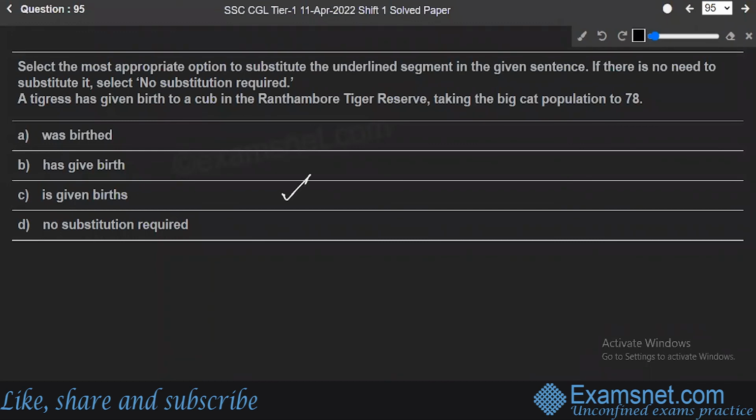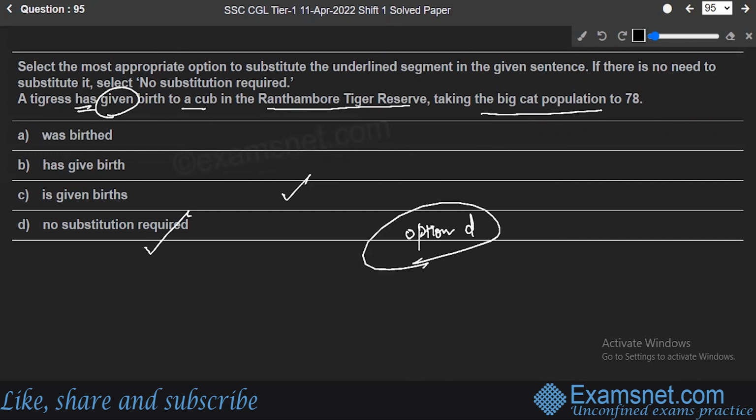See, this sentence is grammatically correct. In this sentence, a tigress is a singular subject. So here, a tigress has given, so has is also correct. Given birth to a cub in the Ranthambore Tiger Reserve, taking the big cat population to 78. In the given sentence, has is followed by a past participle, which is given. Given is the past participle of the word give, so this is absolutely correct. Option D is the answer. No substitution is required in this question. I hope you are clear with this.